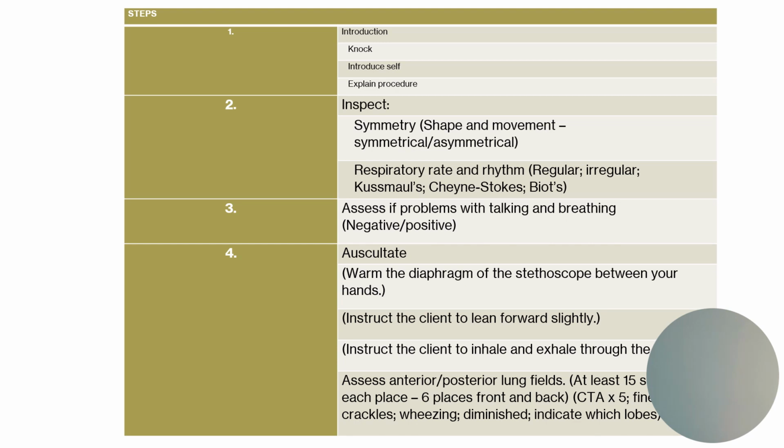We're going to assess the respiratory rate and rhythm. Is it regular or irregular? And now that we're talking about respiratory, what type of pattern are we seeing? Do we see a Kussmaul's pattern? Are we seeing Cheyne-Stokes or Biot's respirations? So looking to see if there is a particular pattern going on other than just regular or irregular.